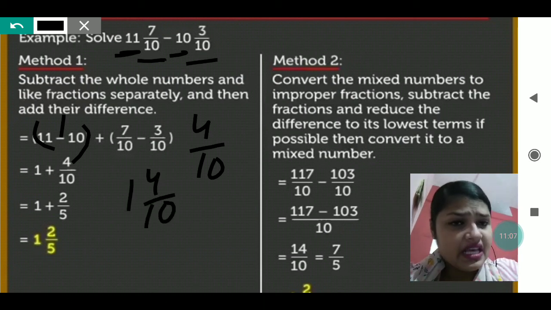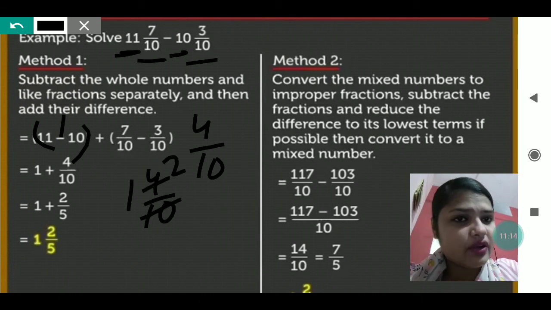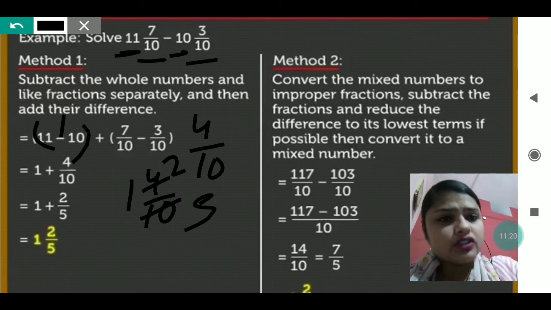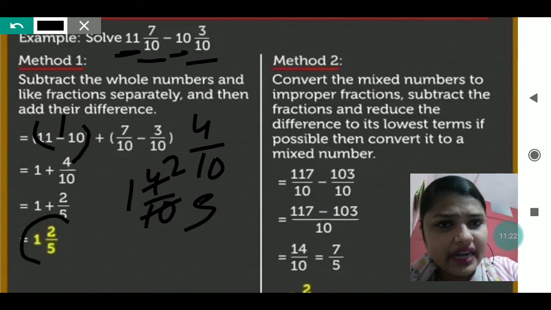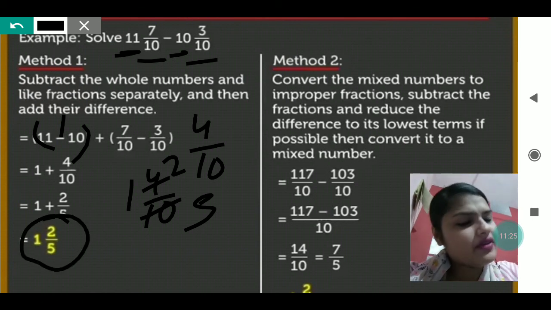Now you just see, is 4 by 10 in its lowest term? No. So you divide it. When you read the table of 2, 2 times 2 is 4, so 4 will be divided, and 2 times 5 is 10, so 10 will be divided. So now the answer which you will get is 2 by 5.